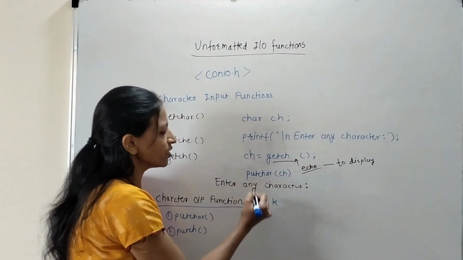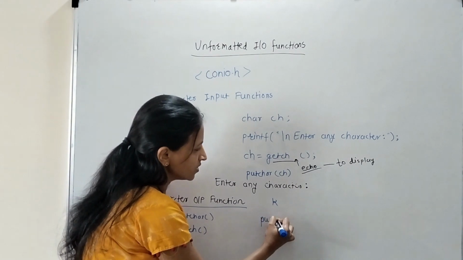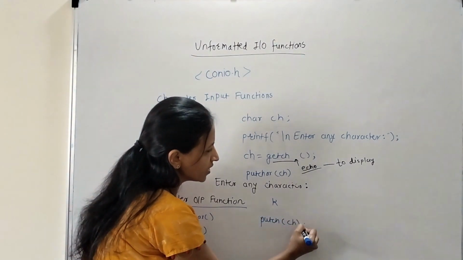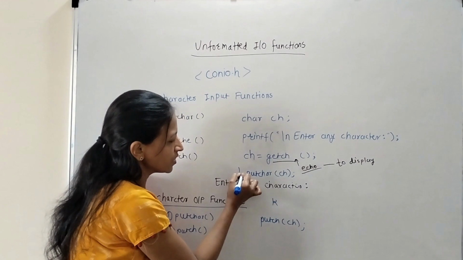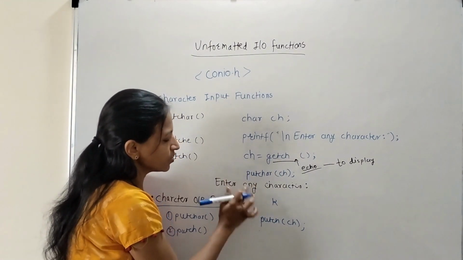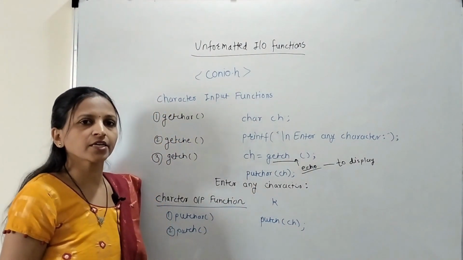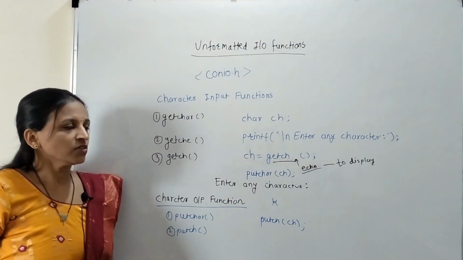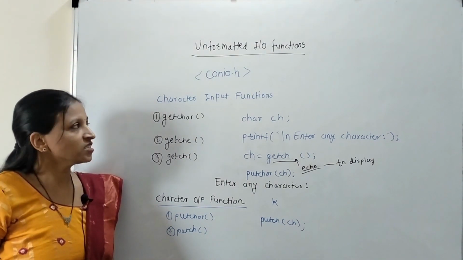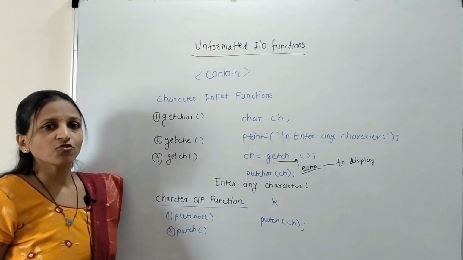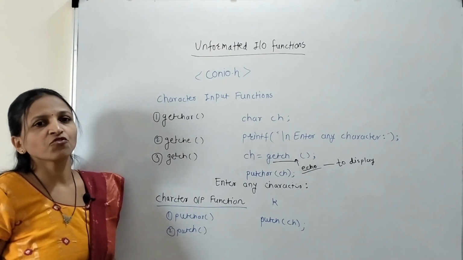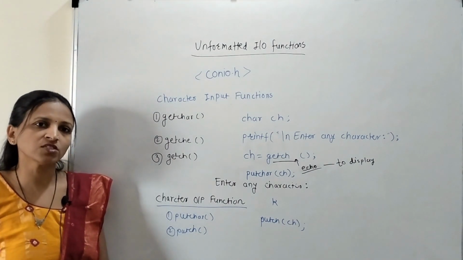Instead of putchar you can also use putch. No difference here and here. You can use anything to display a character to the screen. Now the next point that I am going to discuss is again under unformatted IO functions, that is, string based unformatted IO functions that we have to see now.